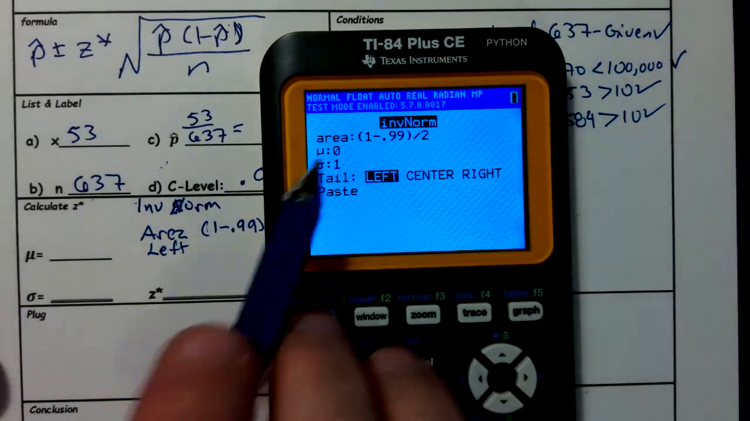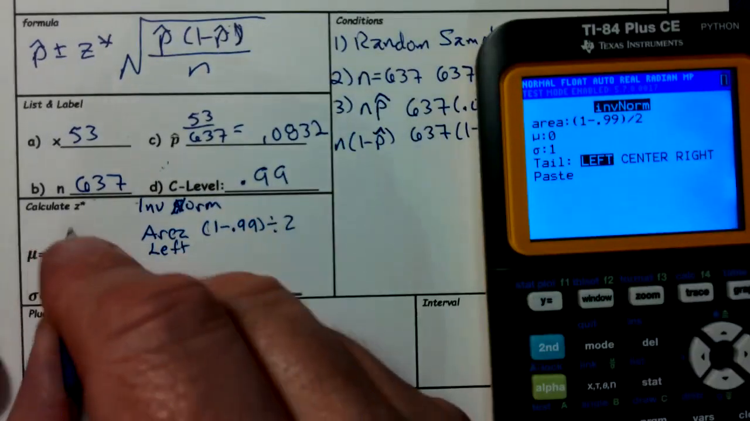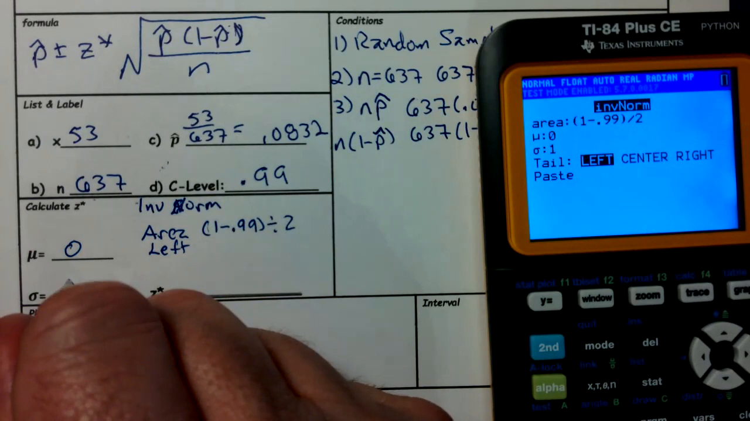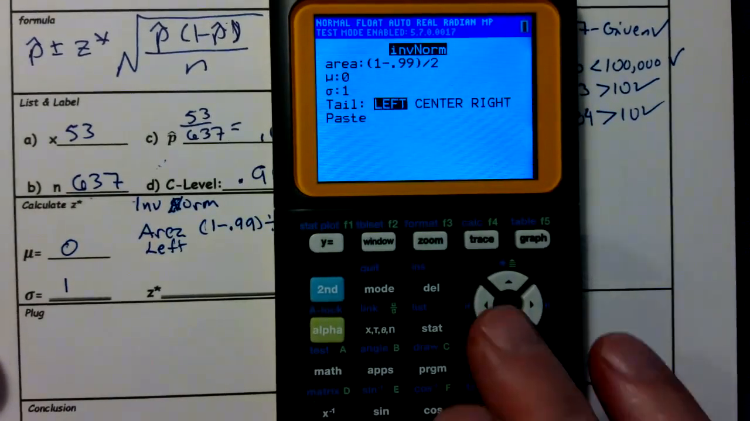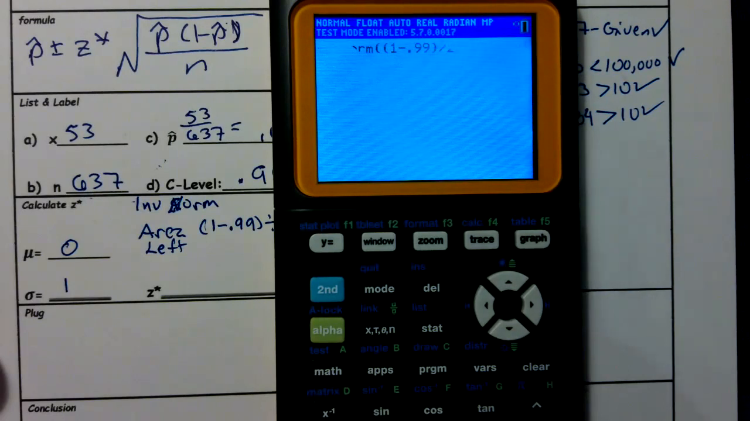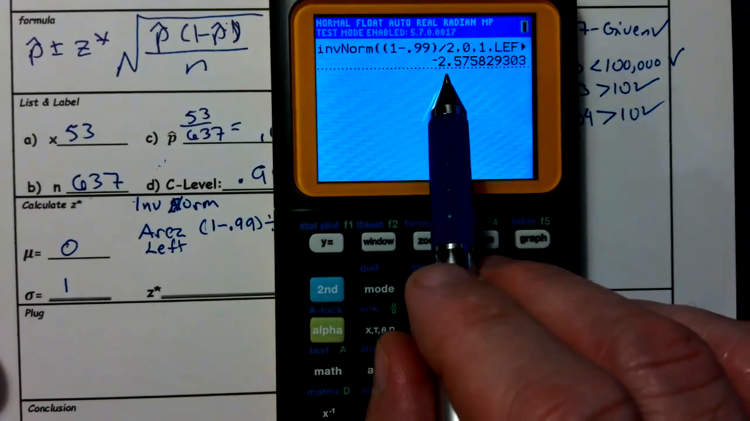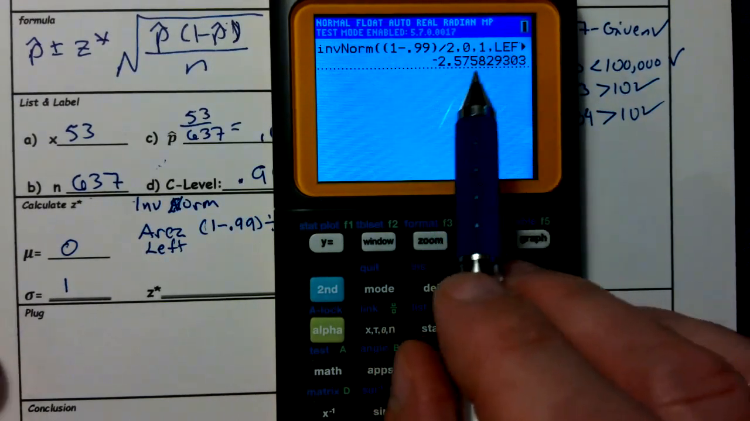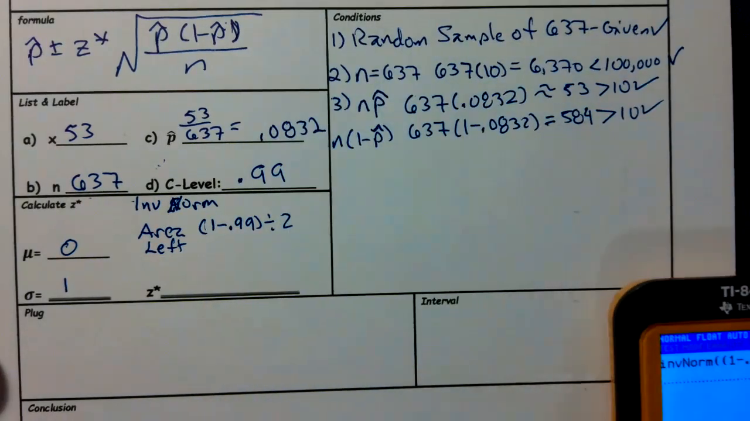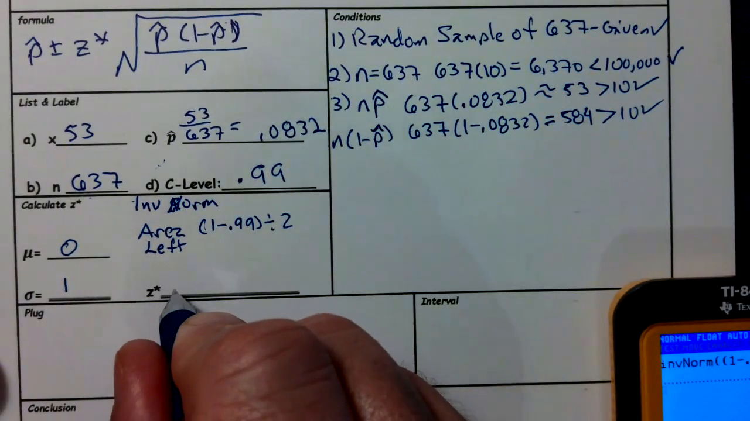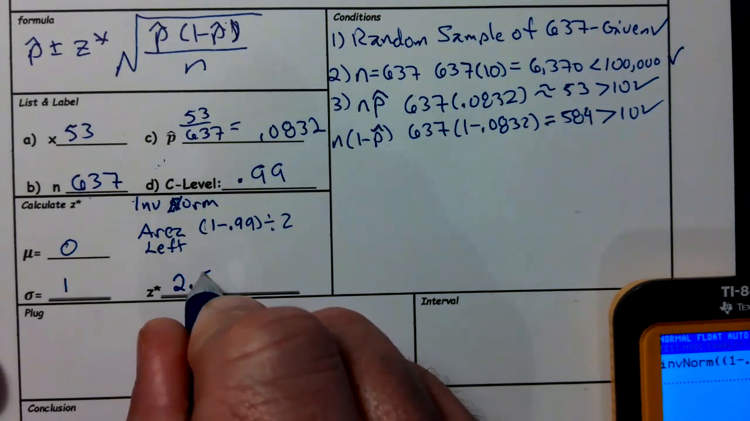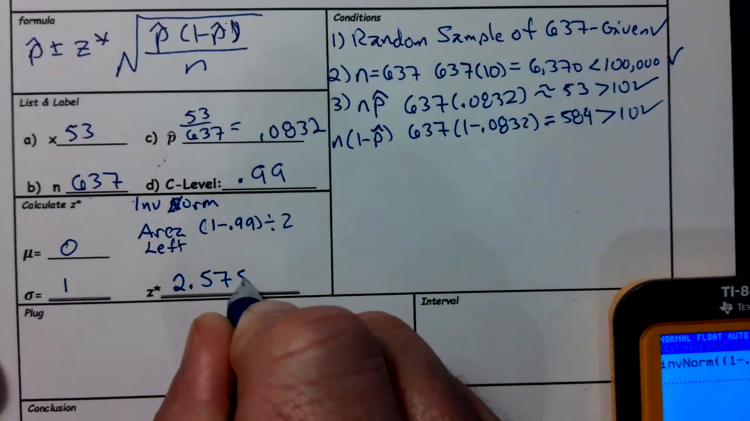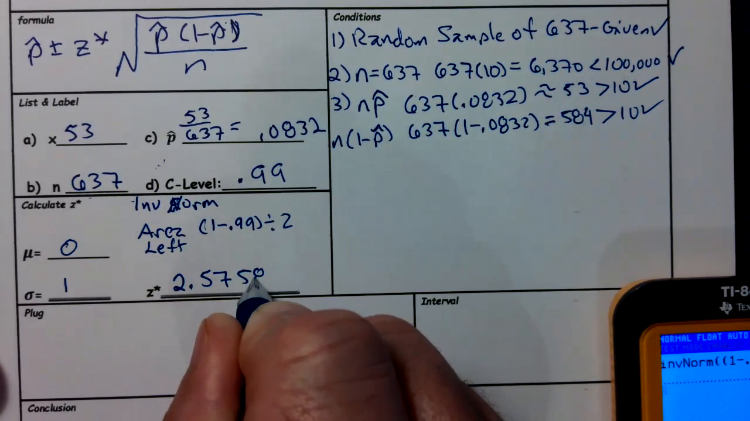Oh, we're doing a z-score. All z-scores have a mean of 0 and a standard deviation of 1. We want a left tail. And we're positive people, so we're going to take this negative and make it positive. So our z-score equals 2.5758.